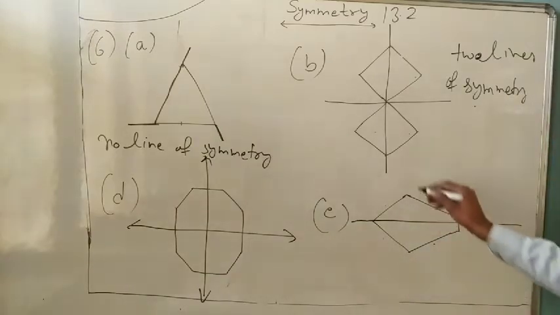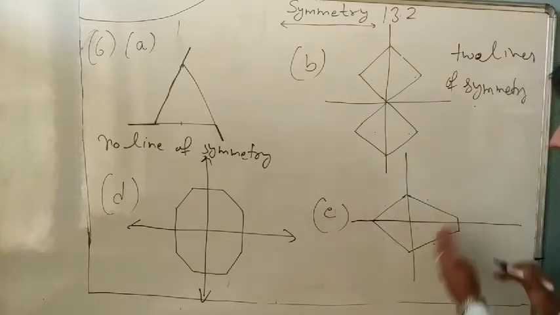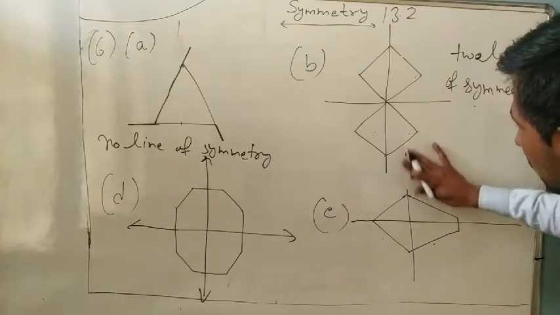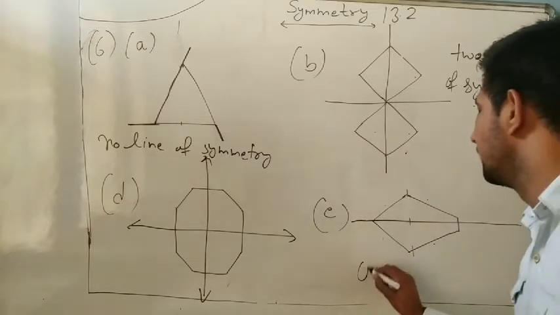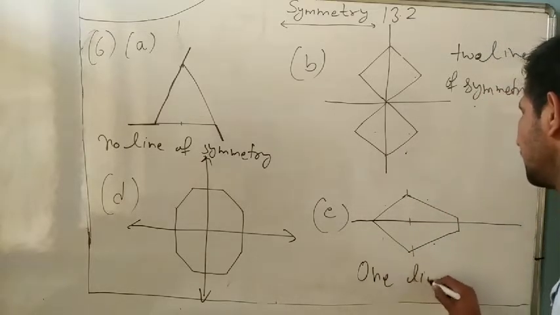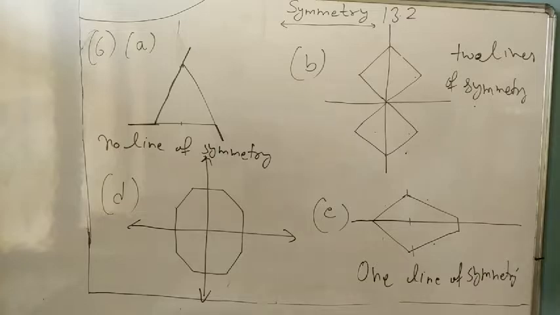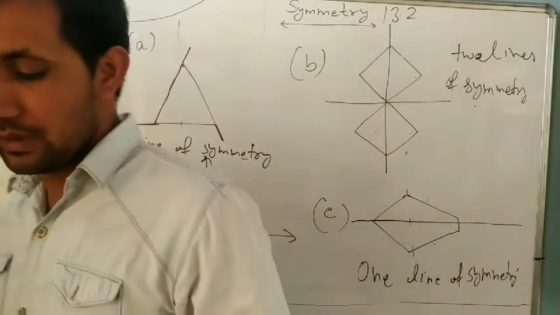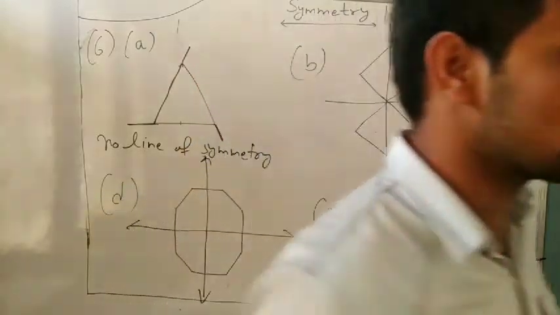And can you say that this is also a line of symmetry? No. On the left side is a triangle, and on the right side is not a triangle. It is not a line of symmetry. So how many? Write one line of symmetry. It is very simple. Okay, do it yourself. And F part also, I think in F there are 4 lines of symmetry. Okay, you will do F part yourself.